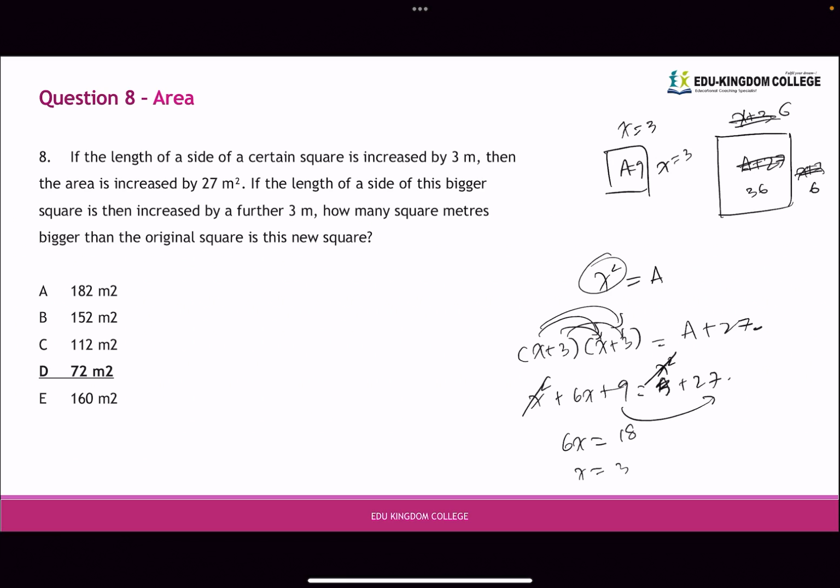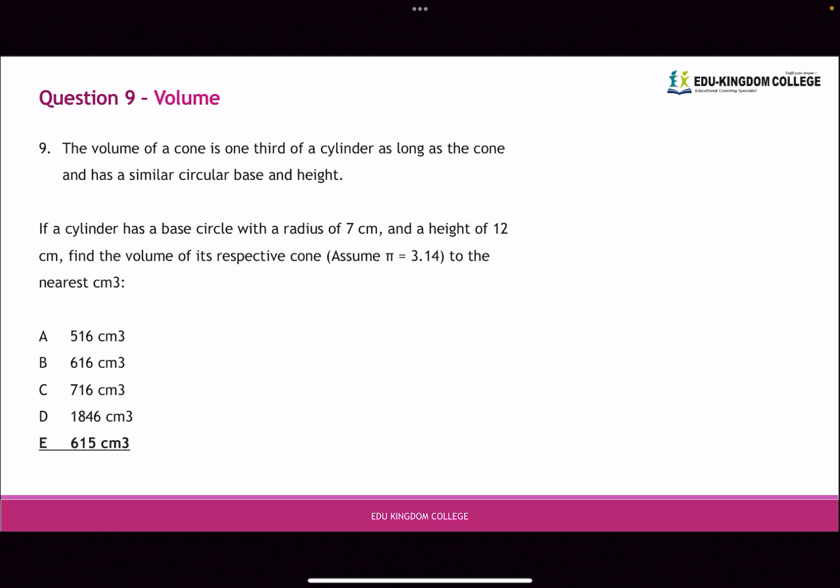Now, if the length of the sides of the bigger square is increased by another 3, so we get 9 times 9 equals 81. How many square meters bigger than the original square is this new square? So original area was 9, new area is 81. Okay, so that's 72 meters squared bigger. All right, question 9, the volume of a cone.